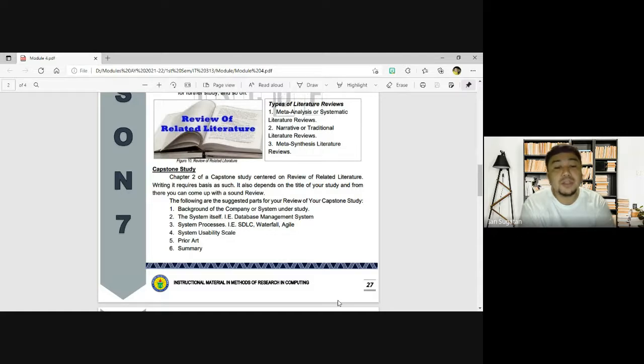For number four, you're going to discuss the System Usability Scale. The System Usability Scale is found on the internet. All you have to do is type System Usability Scale, Google it, and then you can actually use it. By using the System Usability Scale, please recognize the author so that you can refer to his work, and you will not create your own usability scale anymore.